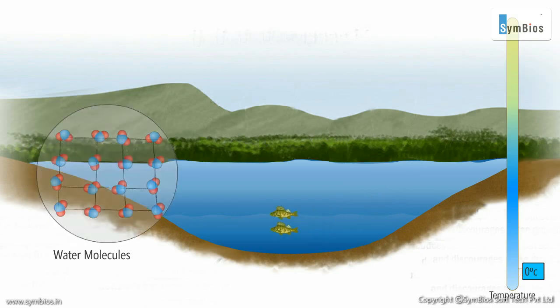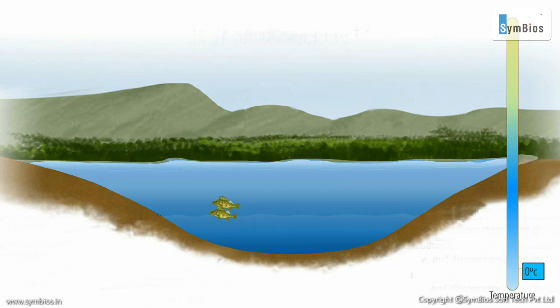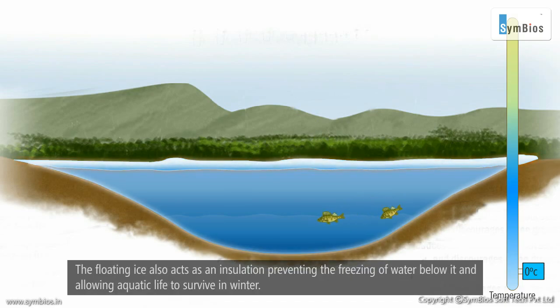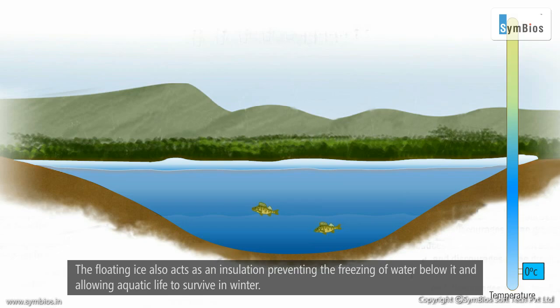At 0 degrees Celsius, the surface layer freezes to ice, but its density remains lower than the water below it and it floats on the surface. The floating ice also acts as insulation, preventing the freezing of the water below it and allowing aquatic life to survive in water.